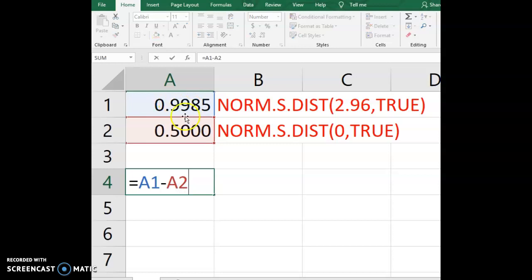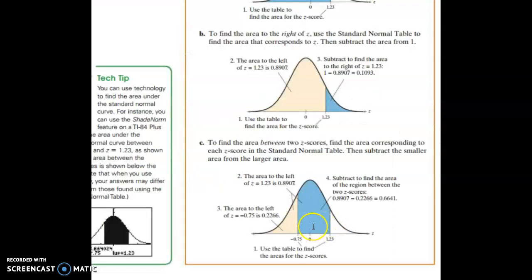Now we're going to need to use subtraction. So A1 minus A2 here, we're taking the area from that first z-score all the way into the tail, and we're subtracting the area from that second z-score all the way into the tail, and what's left then is the area in between the two z-scores.